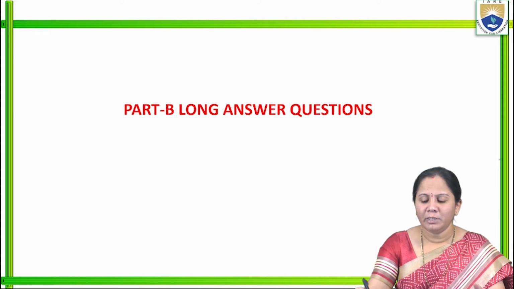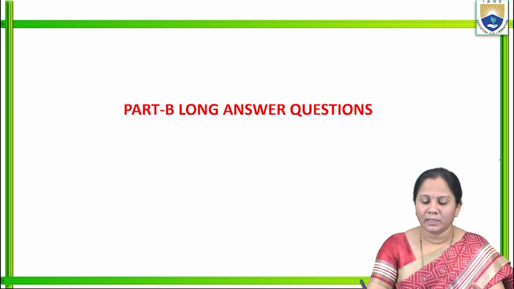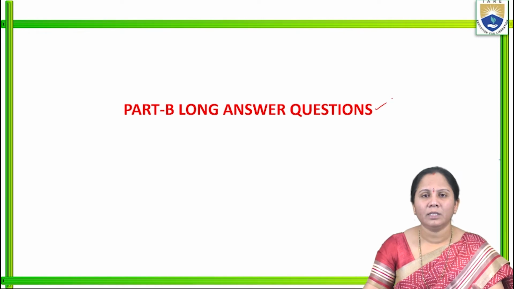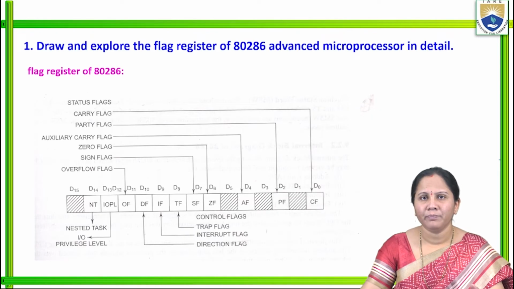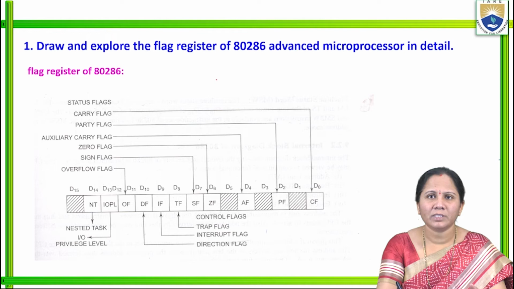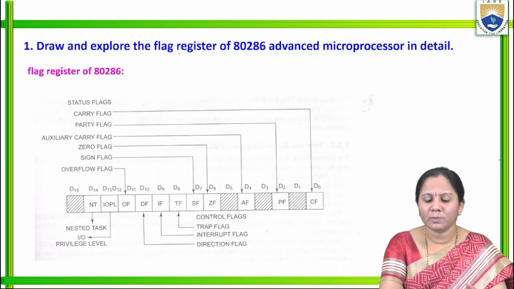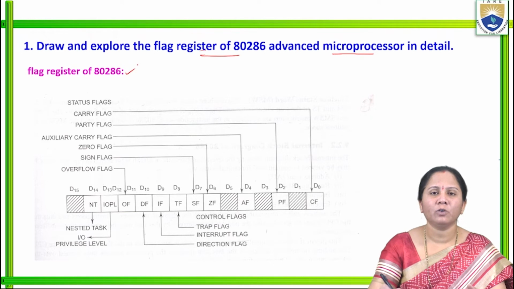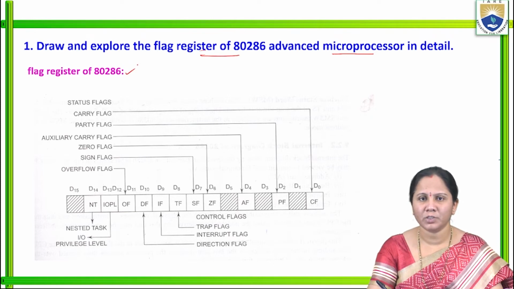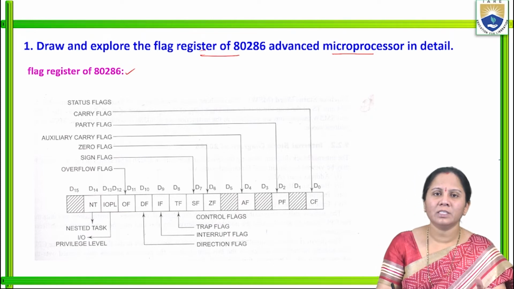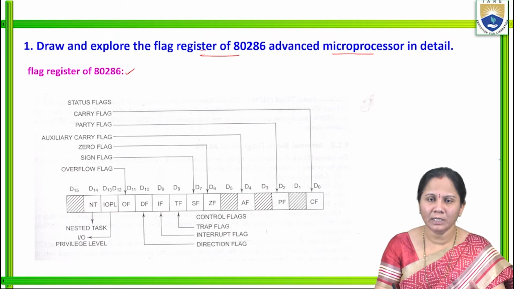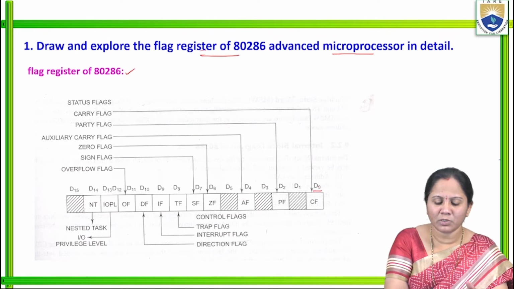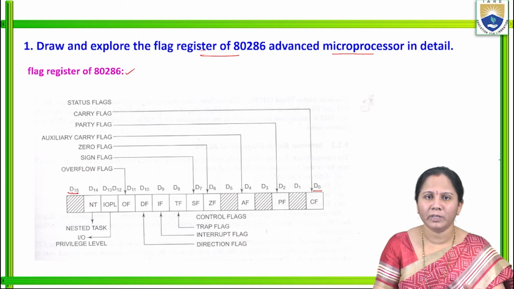And so coming to the next part, that is long answer questions. Here the first one is: draw and explain the flag register format of 80286 advanced microprocessor. Here 80286 microprocessor consists of 16-bit registers. That is why the flag register size also will be 16-bit. So here the 16 bits are D0 to D15.